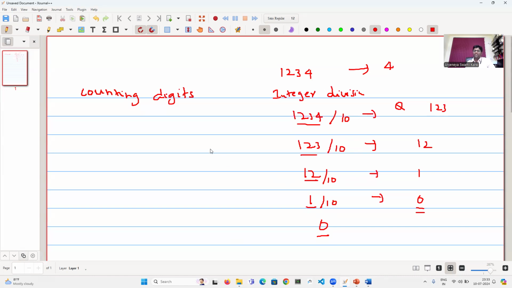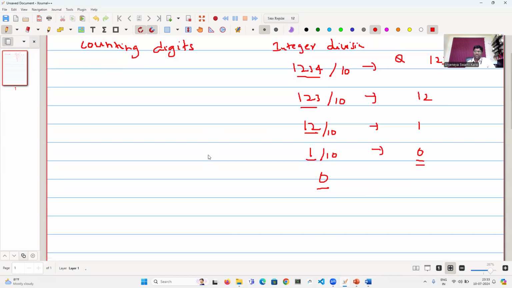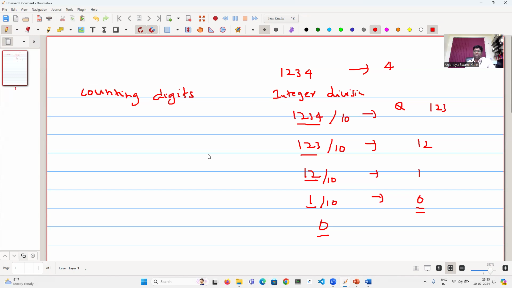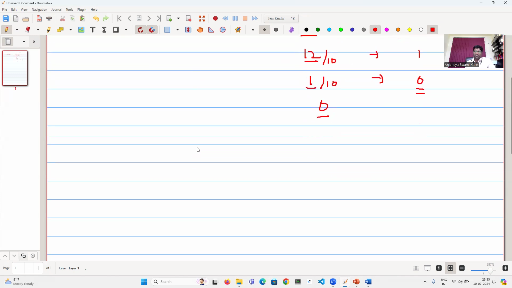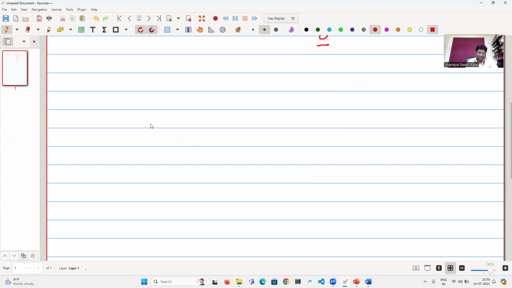We are only handling integer numbers. We are not worrying about decimal numbers. This is applicable only for integer numbers. Let us try to develop an algorithm for this.